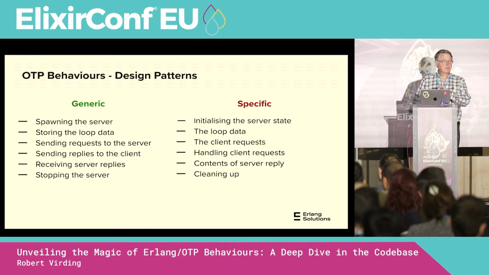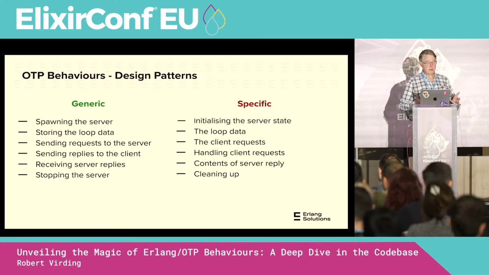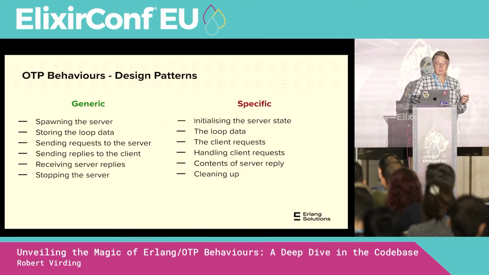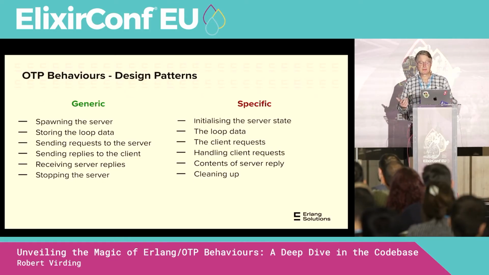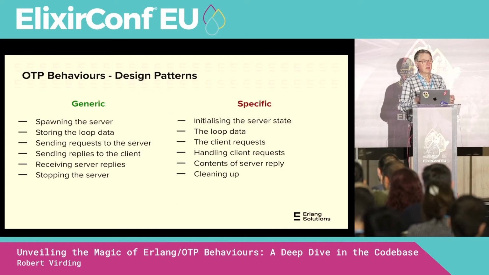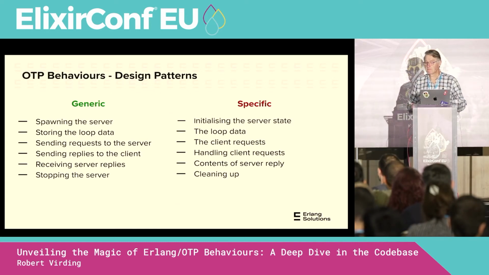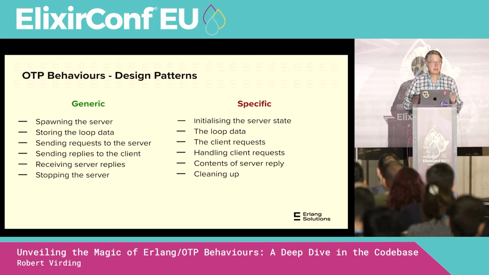And sending a request to the server, that's also generic. You call some function which sends a request to it, and sending back the reply to the client. And receiving replies in the client, that's all generic stuff, right? This all happens without actually knowing what the server is doing and what our requests are. The specific side, however, of course, is initializing the server state. That's very specific, of course. So when we start the server, we say we're going to initialize it, we call some function to do the very specific initialization. The data, the state being passed around, of course, is specific.